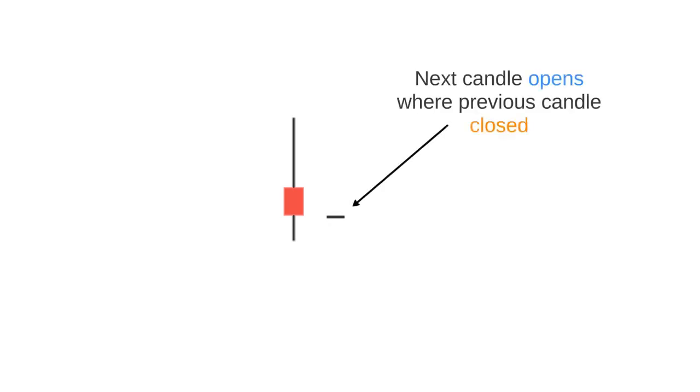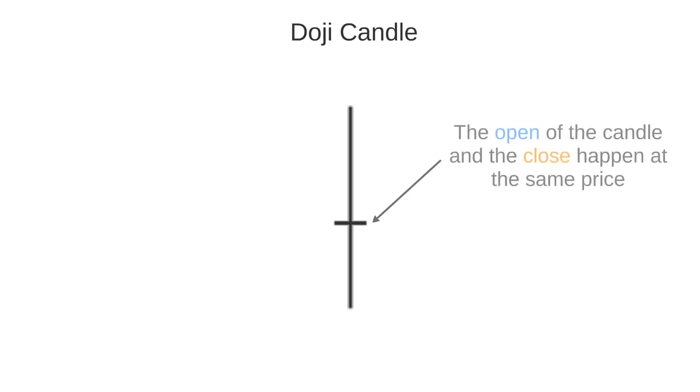The next candle opens at the price the previous candle closed at, and the price continues to fluctuate in this manner. As you may have spotted from the previous example, it is possible for a candle to form with a very small body or no body at all. We call these candles doji candles. These candles form when the opening price and the closing price are very close together or happen at the same price.